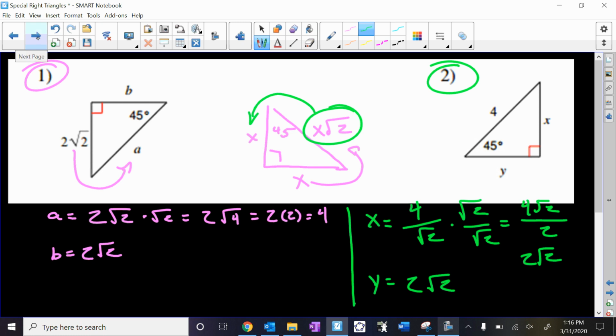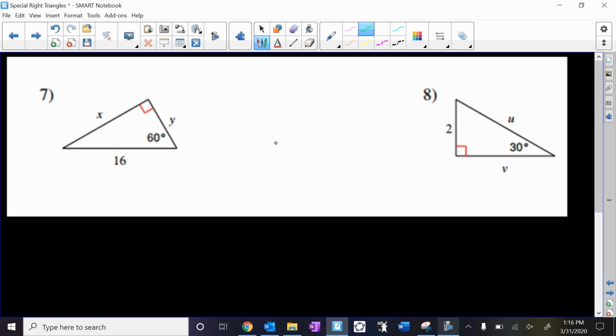That's your 45, 45. Next, we're going to go to the 30, 60, 90 triangle. Draw that relationship in here. 30, 60. This one's x. This is x square root of 3. This is 2x. I'm actually going to start with number 8. I want to solve for both u and v.